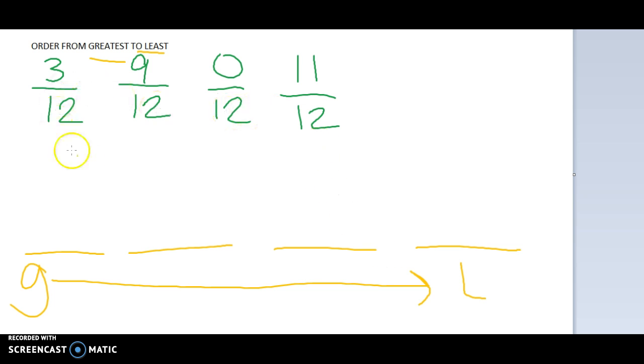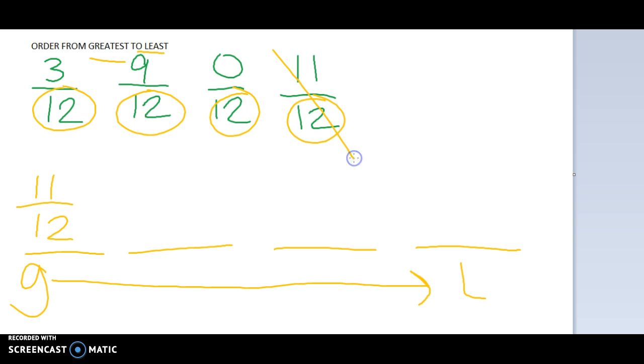When I'm looking at my 4 fractions, I see they all have a denominator of 12, so I'll go ahead and circle all of my denominators. When my denominators are the same, I can just look at my numerators and begin to order those. So this time I'm ordering greatest to least, so I'm looking for the greatest. 3, 9, 0, 11. 11 is the greatest, so 11/12 would be my greatest fraction.